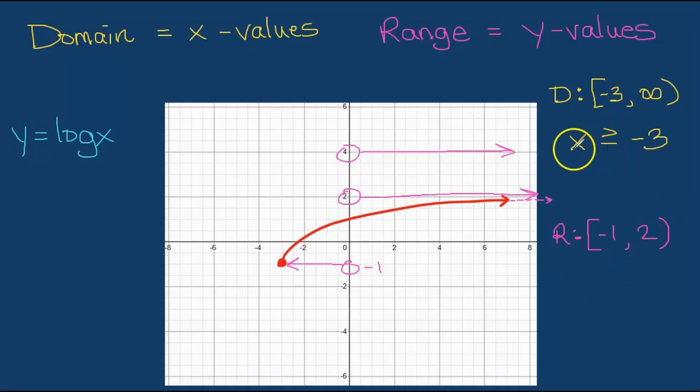Now, for the inequality notation, we're also going to start at -1, and it's going to include -1, so we need the equal sign below. It is not going to include 2, and so we are going to write it as less than 2.